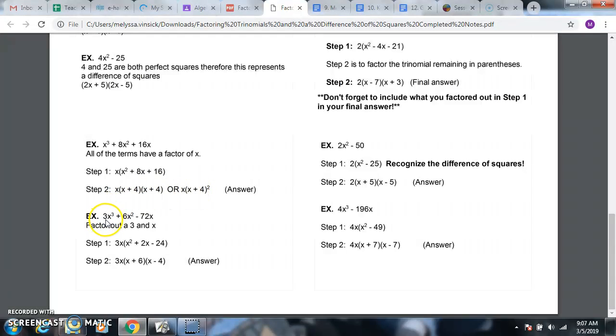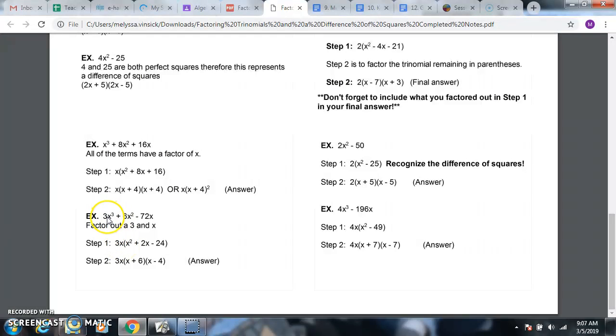Next example, I have 3x to the third plus 6x squared minus 72x. So in this case, I do have a coefficient out front of this leading term that's bigger than a 1. So chances are I have a whole number as a GCF. And I also have an x that's common to all three of these terms. So this GCF is going to be a constant and it's going to be a variable. Okay, so I'm going to have one of each, which is fine as well. So I'm going to pull out a 3x to the first power.